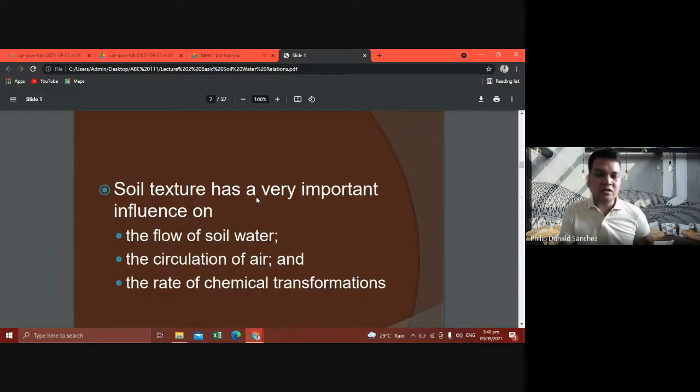In addition, soil texture has a very important influence on the flow of soil water, circulation of air, and the rate of chemical transformations. As I mentioned earlier, take blocky versus sandy soil. When you irrigate, the area of Blanco in his field is blocky, blocky due to drought, with clods of soil. But the area of Zoer in his soil is sandy. When you irrigate, there's a difference.